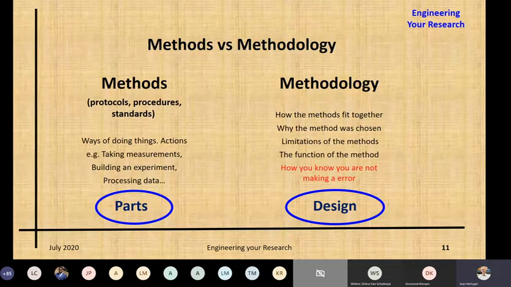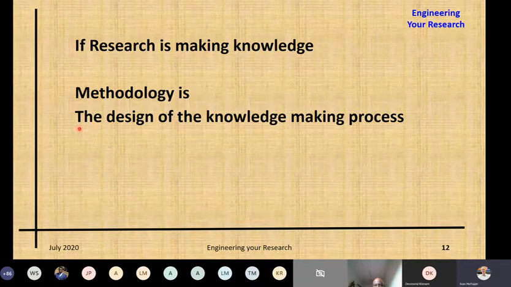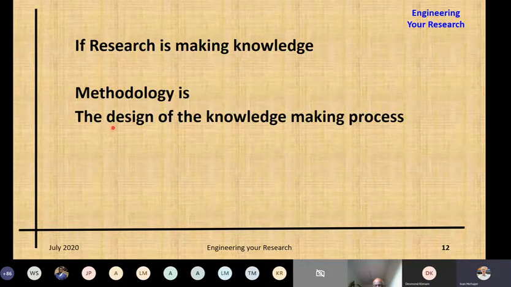Now, the next part is, how do we deal with this design? How do we deal with this thing called methodology? So now I'm making the claim that research is about making knowledge, right? And I said so last time and at the beginning of this webinar as well. So research is about making knowledge. And then I'm saying that methodology is the design of the knowledge-making process. Right, so we're going to make this knowledge, and of course we're going to have to do a whole bunch of stuff, so there's a process involved, and methodology is the design of the knowledge-making process.